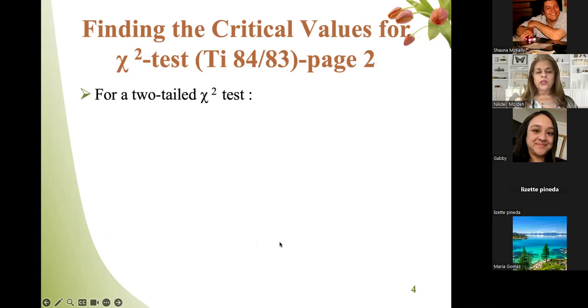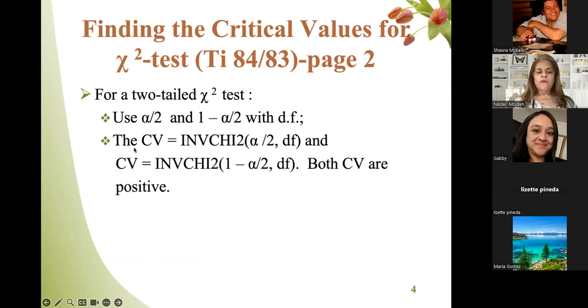For a two tail test, you need alpha over 2, 1 minus alpha over 2, and degree of freedom. One critical value is inverse chi-square of alpha over 2 and degree of freedom. The other critical value is inverse chi-square of 1 minus alpha over 2 and degree of freedom. Both of them are positive. One more time, because a chi-square distribution is a positively skewed distribution.